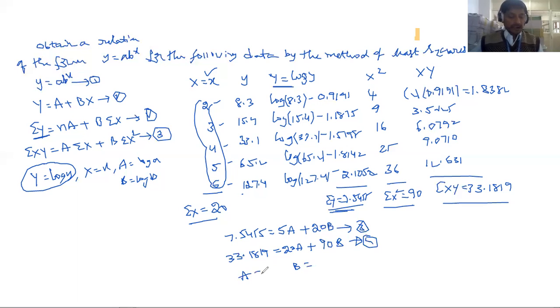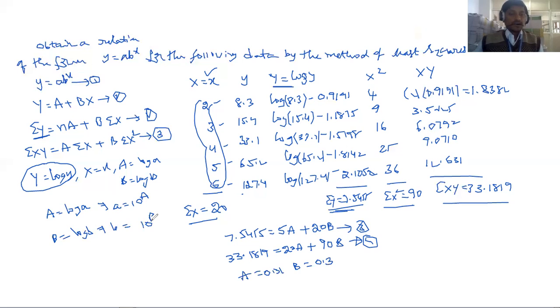So here capital A we got is 0.31, and capital B we got is 0.3. So these are the values we got, capital A and capital B. And next, what do we require? Capital A is nothing but log a. We require the values of small a and small b. So for that simply we can write, small a is equal to 10 power A, and capital B is nothing but log b, so small b is equal to 10 power B.